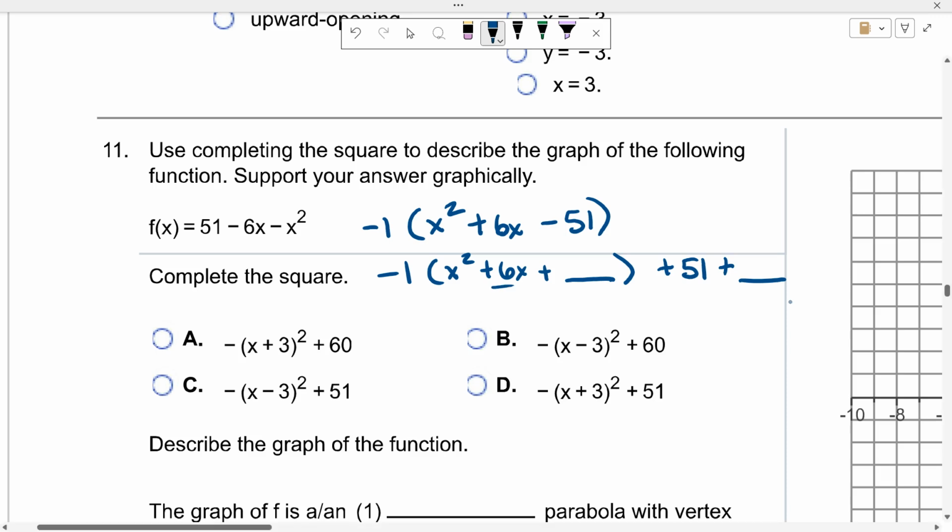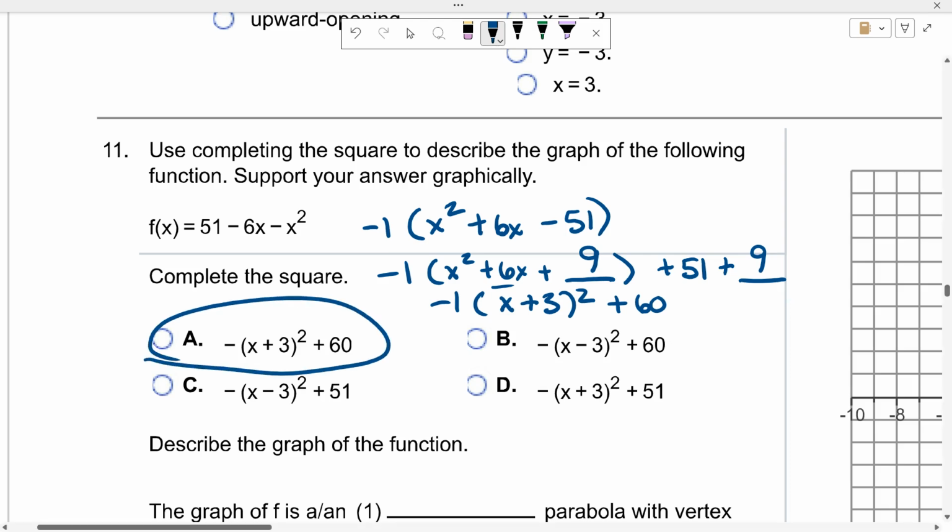Okay, what's half of 6? 3 squared is? So if I add a 9 there, I'm going to add a 9 here. And why did I add 9? Well, this is really a negative 9 over here because of the negative 1 on the outside. So this is negative 1, x plus 3, quantity squared, plus 60, which is, again, choice A.